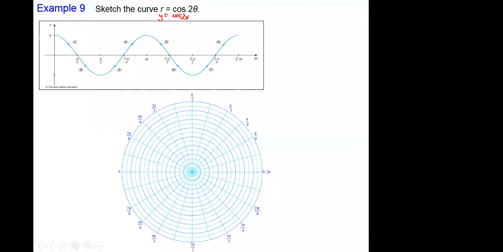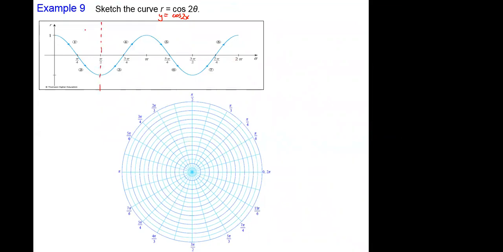Cosine of 2x is the curve where we have to squeeze two curves into the original period. That means instead of having one cosine, we have 1 and 2. Two cosine curves, because the period is pi. We have to divide 2 pi by 2 because of that coefficient. Okay, but this is just trigonometry.